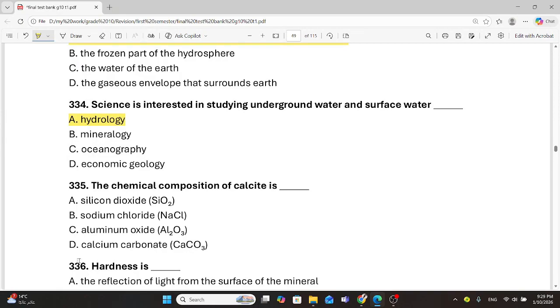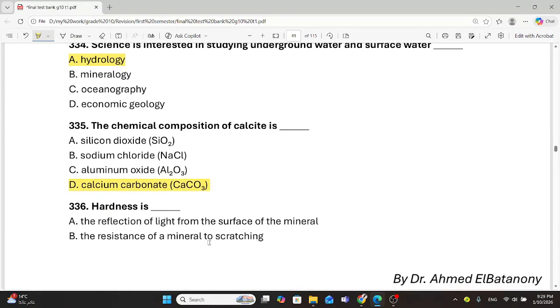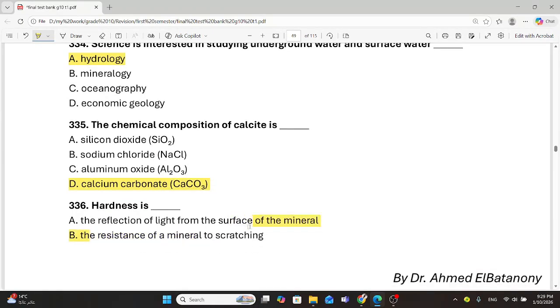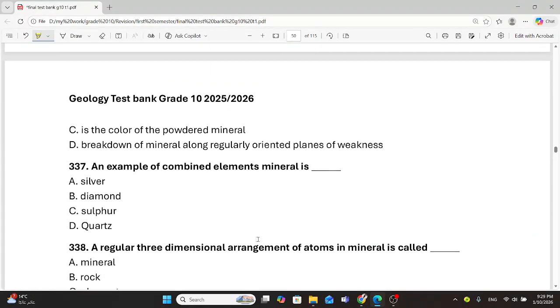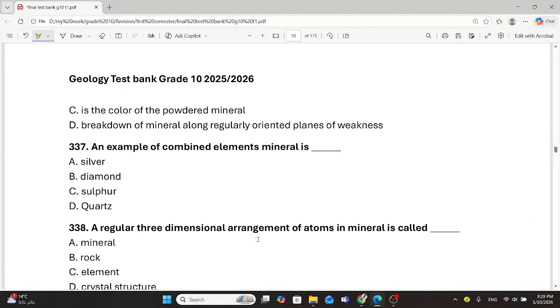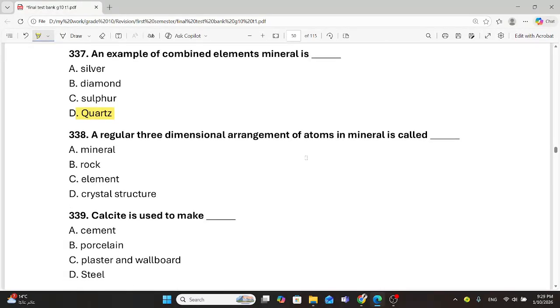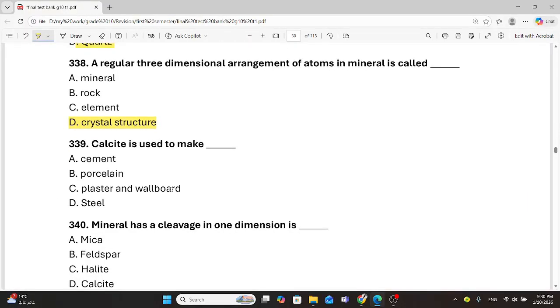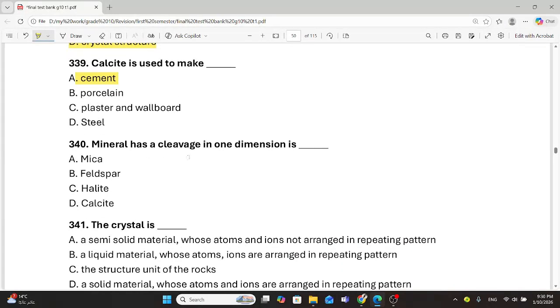Calcite is calcium carbonate. Hardness is the resistance of a mineral to scratching. An example of a compound mineral is quartz. A regular three-dimensional arrangement of atoms in a mineral is called a crystal. Calcite is used to make cement. A mineral has cleavage in one direction.